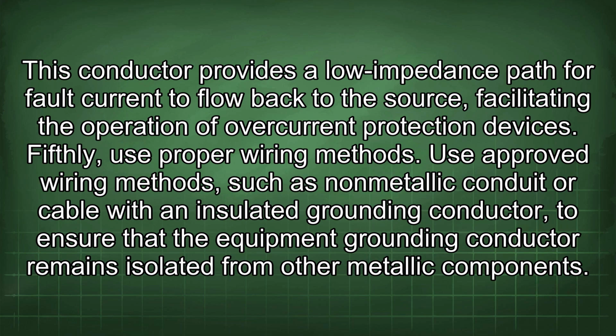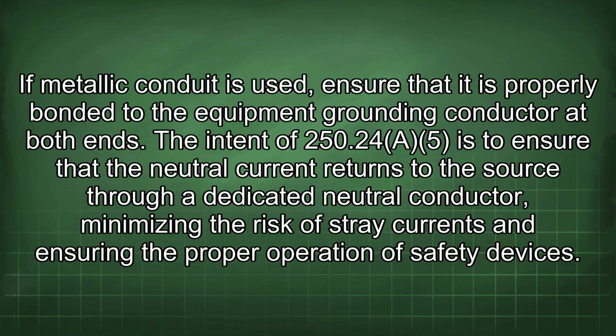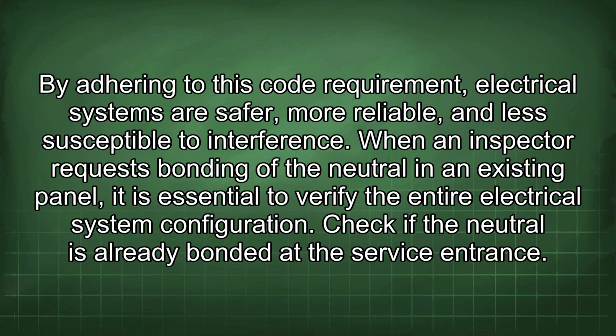Fifthly, use proper wiring methods. Use approved wiring methods, such as non-metallic conduits or cable with an insulated grounding conductor, to ensure that the equipment grounding conductor remains isolated from other metallic components. If metallic conduit is used, ensure that it is properly bonded to the equipment grounding conductor at both ends. The intent of 250.24(A)(5) is to ensure that the neutral current returns to the source through a dedicated neutral conductor, minimizing the risk of stray currents and ensuring the proper operation of safety devices. By adhering to this code requirement, electrical systems are safer, more reliable, and less susceptible to interference.